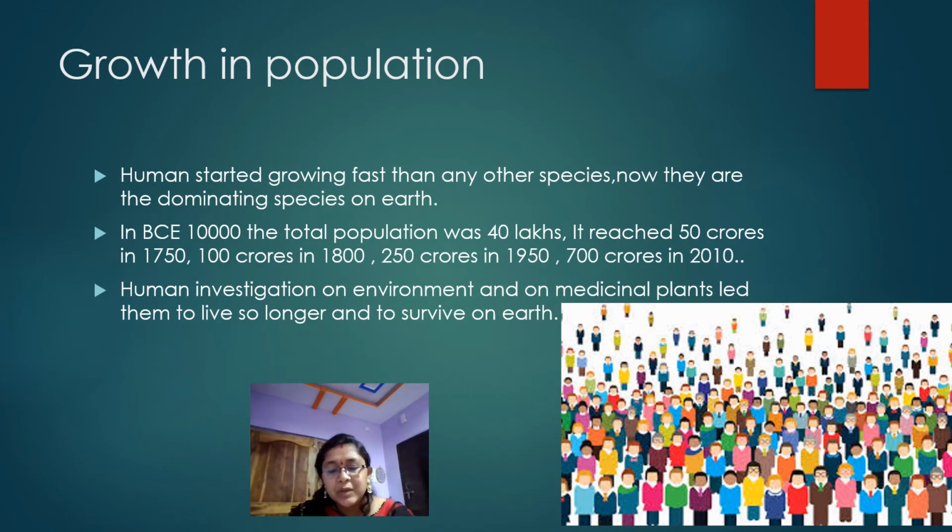Growth in population. In the initial stages, how the population was in the biosphere, the life-constituting sphere, and what the population level is now, we'll see. Humans started growing fast. They grew faster than the other species. Now they are the dominating species on Earth.